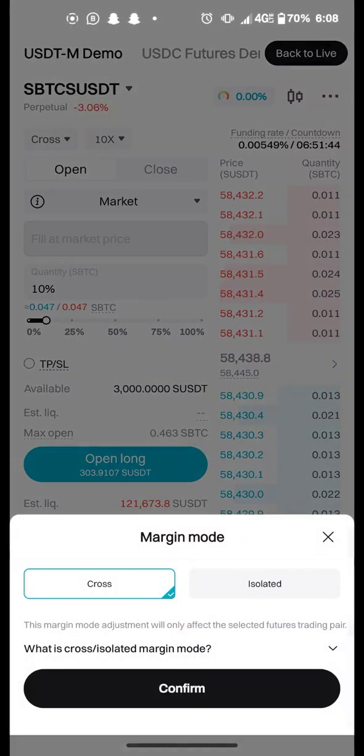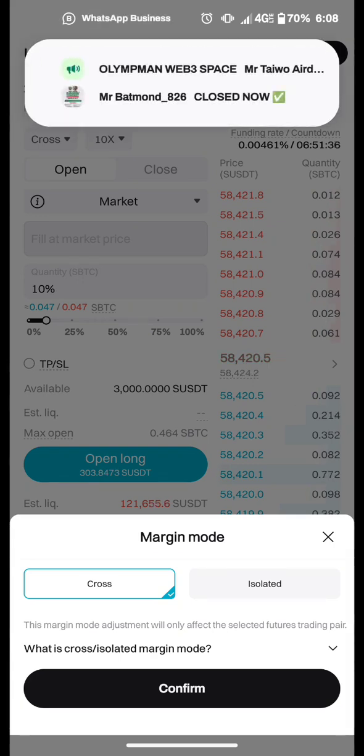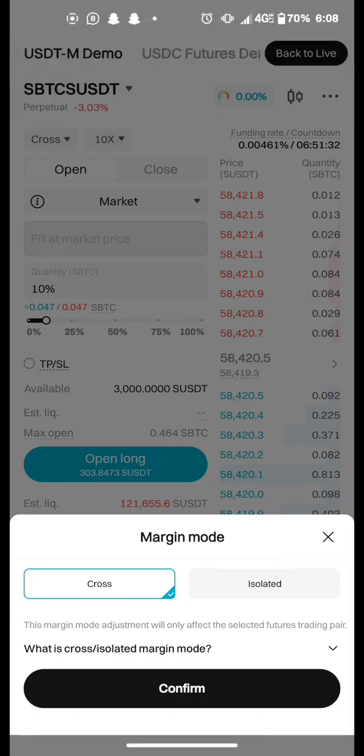Now I want to explain this cross and this isolated. Look at this cross. If you are trading cross, are you getting me now? Your margin is 10%. That 10% means 10% of your capital. Do you get that now? Like 10% of your what? Capital. So your margin means 10%, that is 10% of your capital.